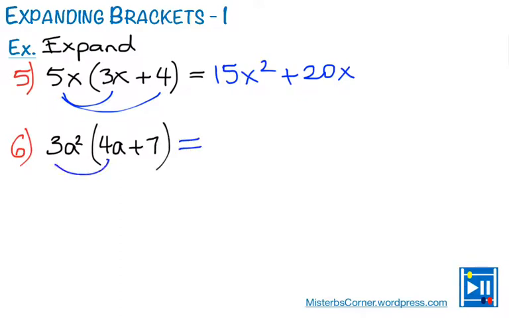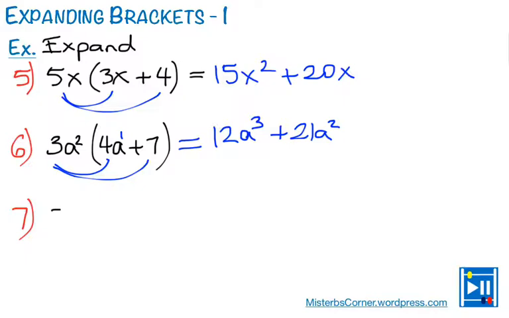So 3a squared times 4a: 3 times 4 is 12, a squared times a to the power of 1, right? So it's going to be a cubed. And 3a squared times 7, well, that's 3 times 7, 21. And I'm going to copy paste a squared because there is no a term in 7, right? So it's 12a cubed plus 21a squared. That's the expanded form. One last example.